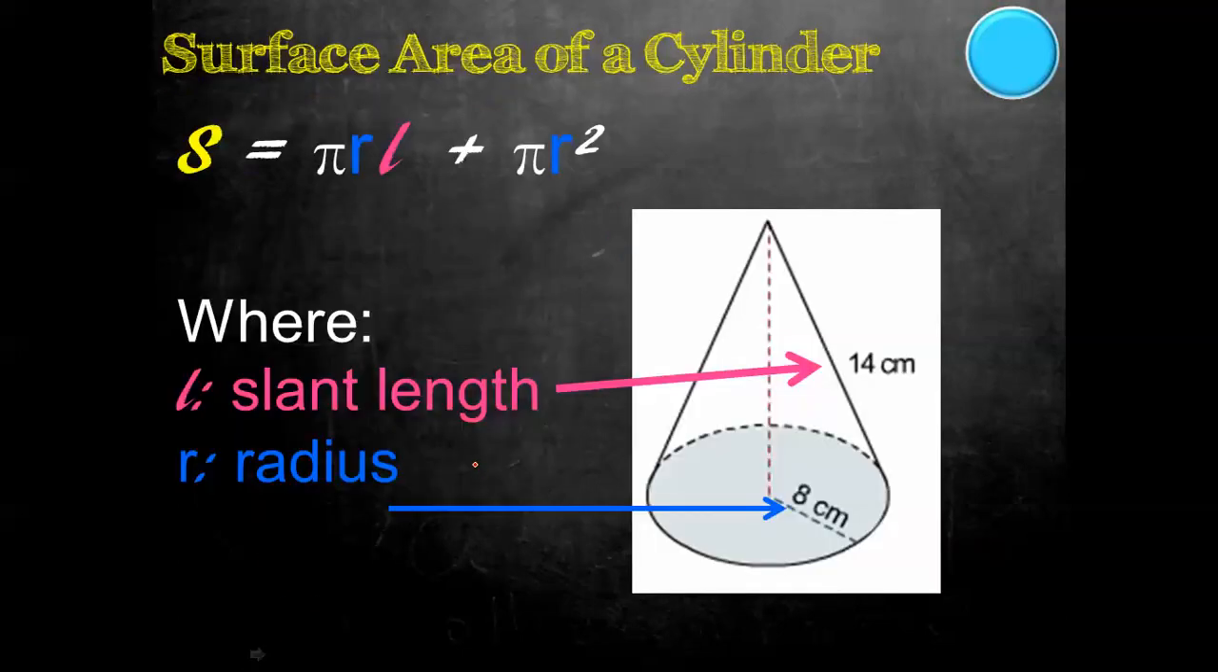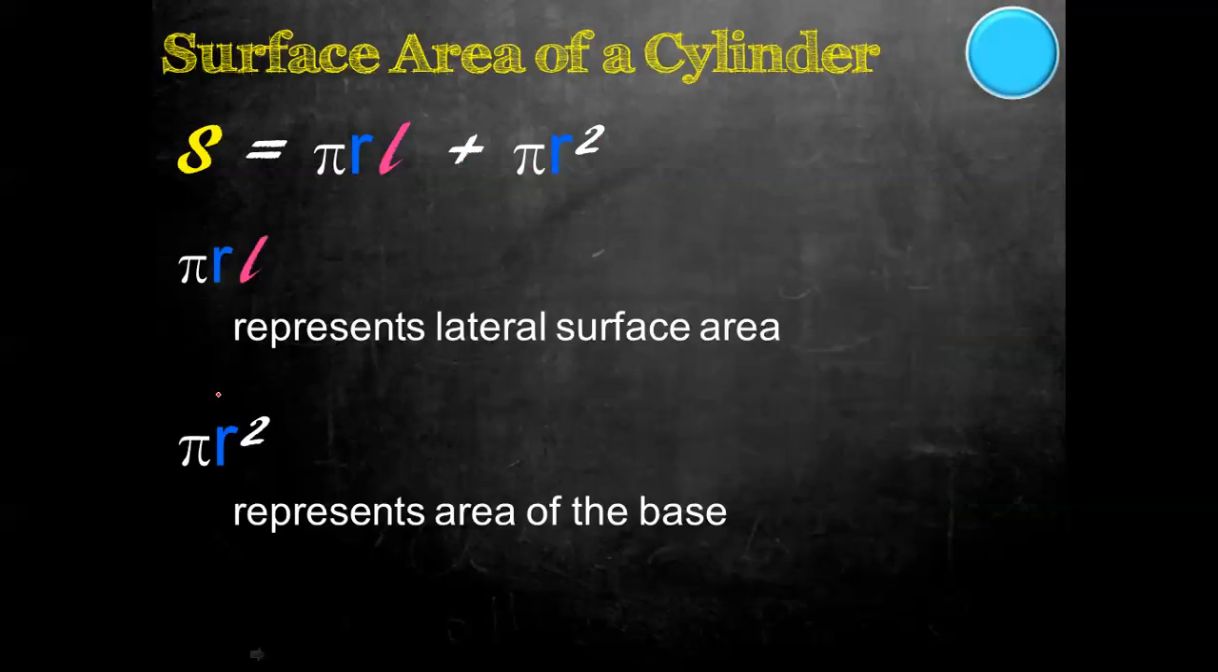To find the surface area of a cone, we're going to use the formula pi r l plus pi r squared. These letters should be familiar to you. R stands for radius, so that's talking about the base. In this case it would be 8. L, we've seen L when we talk about pyramids. L stands for the slant height. In this case, it would be 14 centimeters.